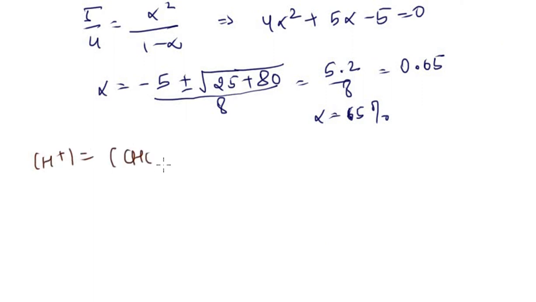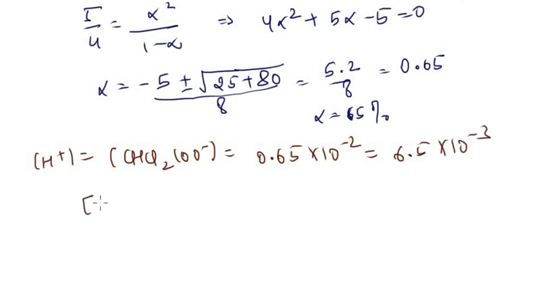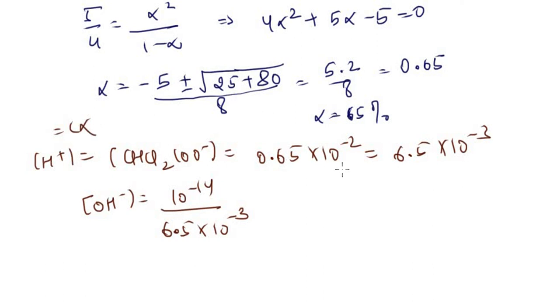So the concentration of H plus equals the concentration of CHCl2COO negative, 0.65 into 10 to the power minus 2, that is coming out to be 6.5 into 10 to the power minus 3. So the concentration of OH minus is 10 to the power minus 14 divided by 6.5 into 10 to the power minus 3. Now you have seen one example where we have not neglected the alpha, and with the basic we can calculate the concentration of H plus, that is C alpha. So C is 10 to the power minus 2, alpha is 0.65, and OH minus is Kw upon H plus.